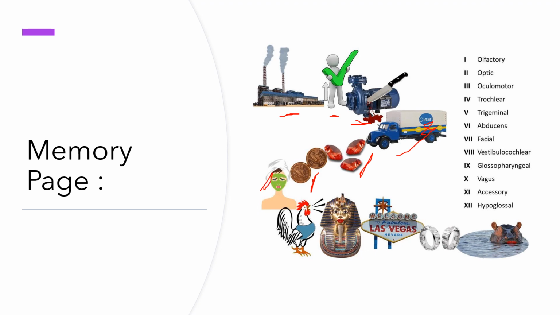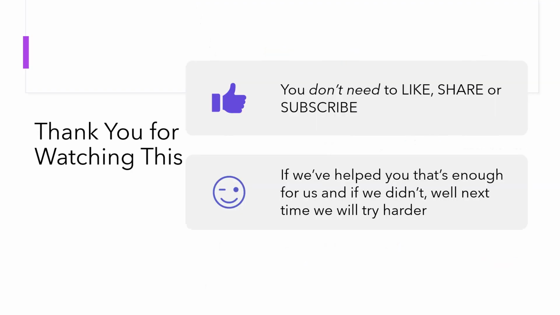And there is a cock wearing a vestibular cochlear, a pharaoh with red lips, glossopharyngeal, a Las Vegas signboard to remind you about vagus. There are 2 earrings as accessory, and a hippopotamus with red lips peeking out of the water, hypoglossal. So you keep this kind of doc in your file, in your laptop, in your phone, and you keep looking at it a number of times. The repetition will help.